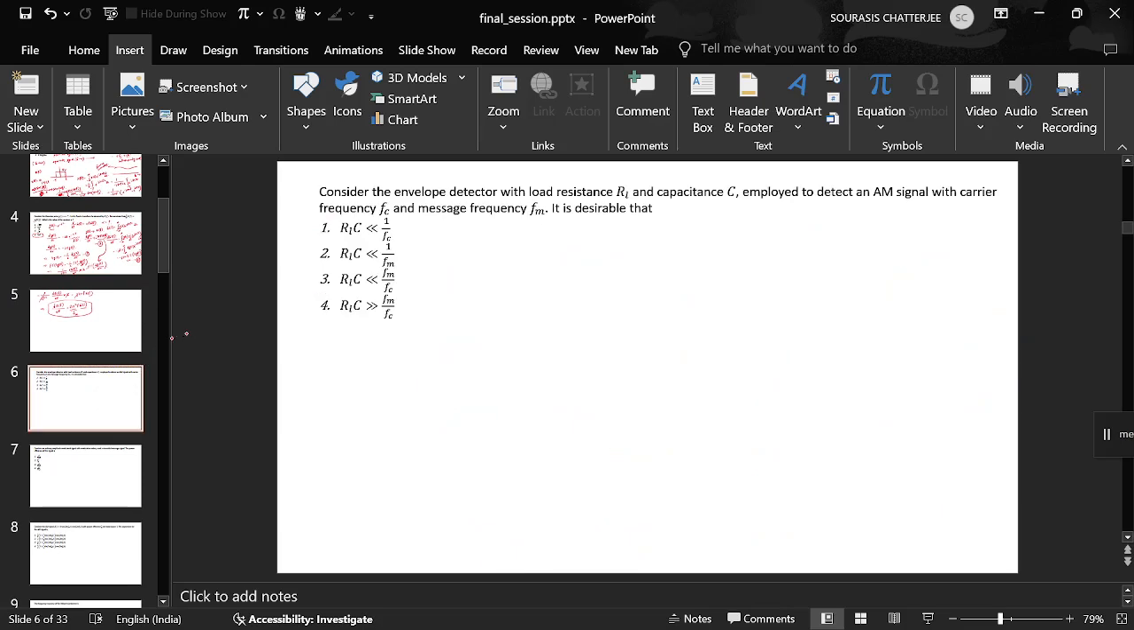We next move to our next question regarding the amplitude modulated signal having carrier frequency Fc and message frequency Fm. So basically you are employing an envelope detector to demodulate it with load resistance RL and capacitance C. So what is going to be desirable? Okay, so for that we need to draw the circuit of the envelope detector.